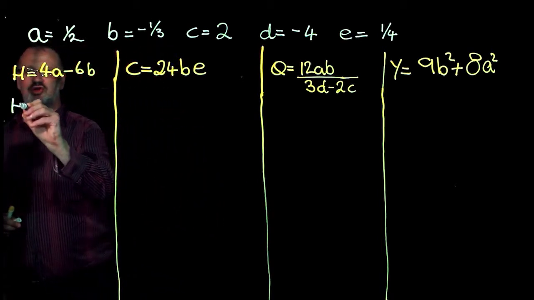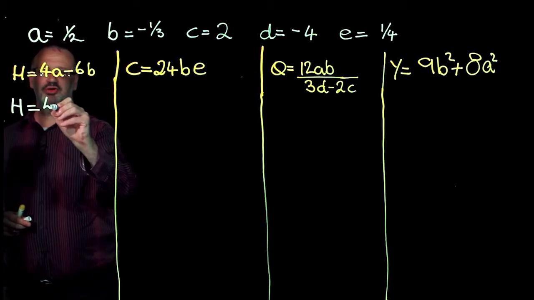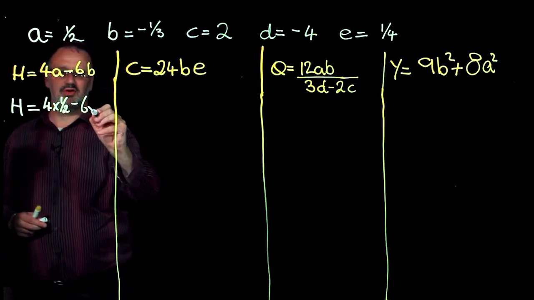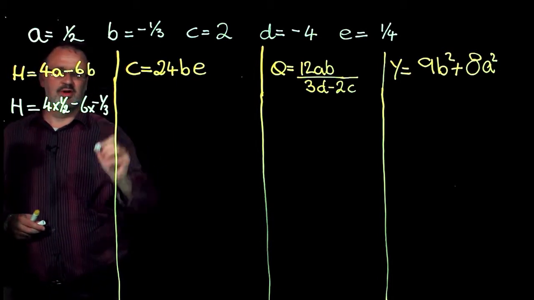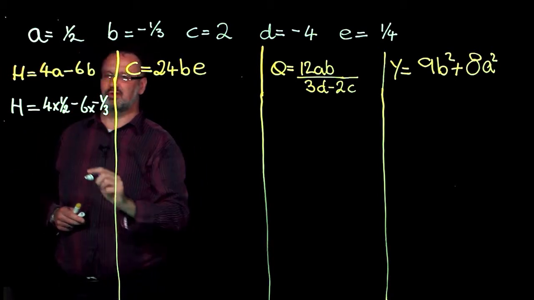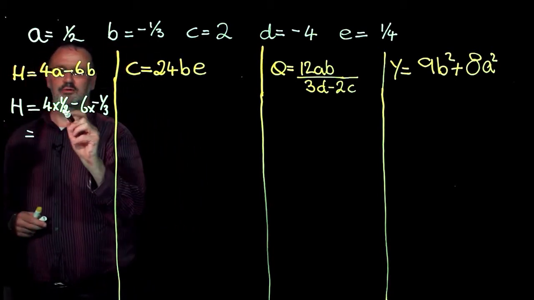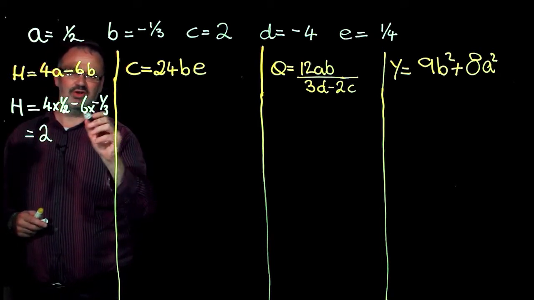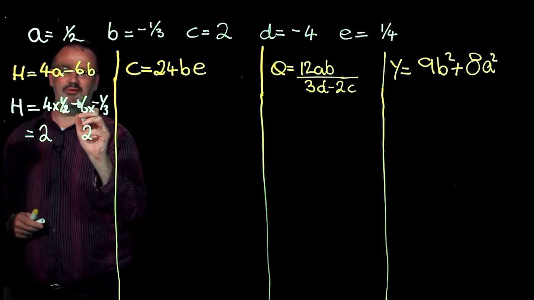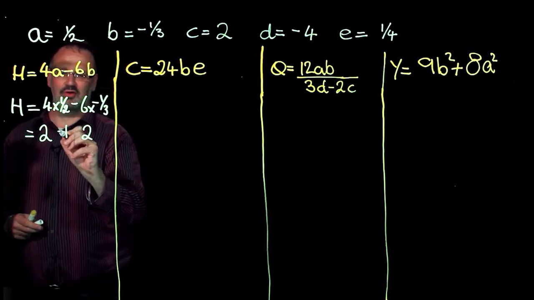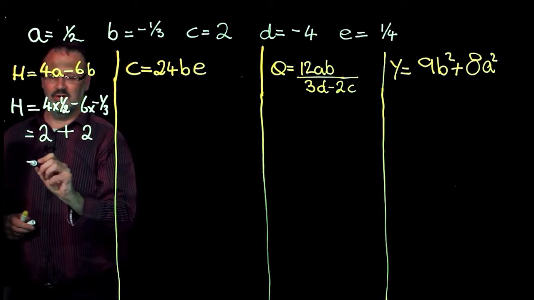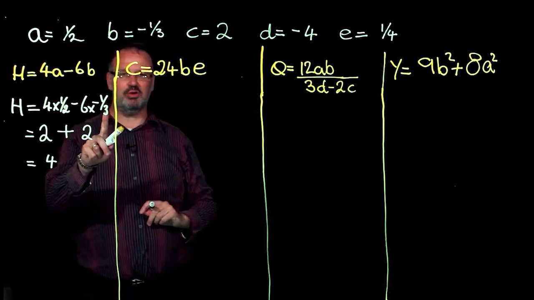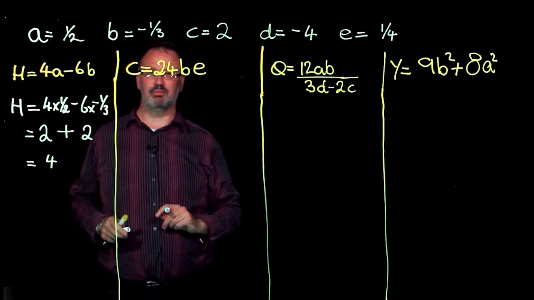H equals 4a take away 6b. This means H equals 4 times a, which is 4 times a half, take away 6 lots of b, 6 lots of negative 1/3. So here we have two negative signs, so I know that I need to be cautious. 4 times a half, half of 4 is 2. 6 times a third is 2. However, a negative sign, consequence is to give me positive. 2 plus 2 is 4. So the caution here was working with both a fraction and a negative number.